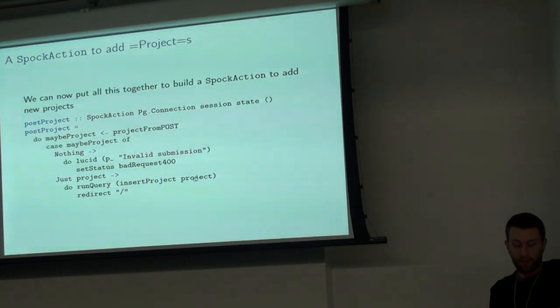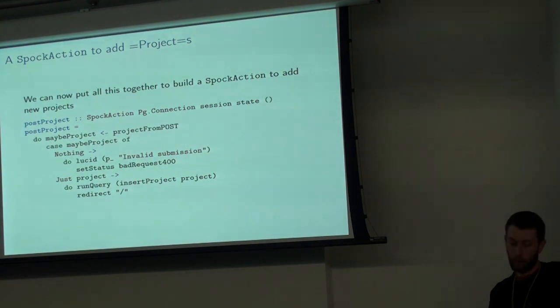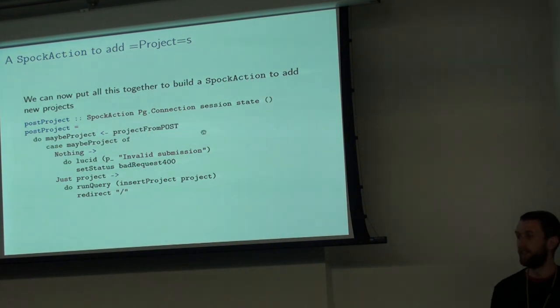Finally, we can put all of that together to build another Spock action now, which is going to insert projects into the database, which is called postProject. The first thing we do is use projectFromPost, which is going to give us a Maybe Project. So projectFromPost is the function we introduced earlier that tries to parse a project from post parameters. If we didn't get a project, though, we need to handle that scenario.